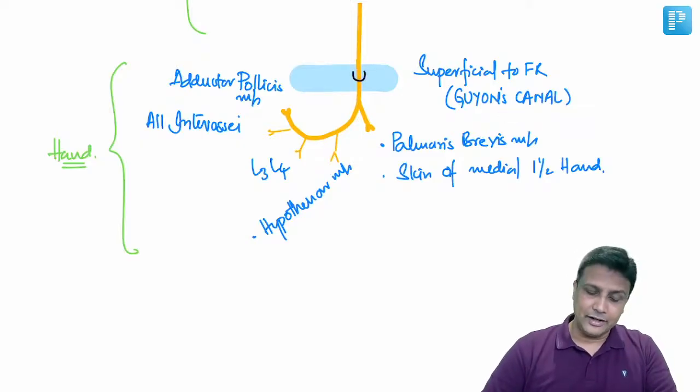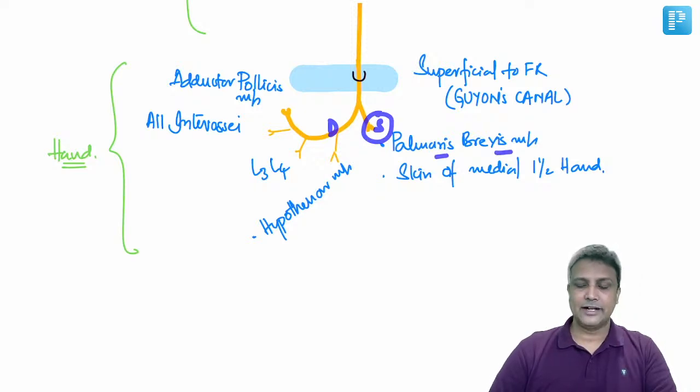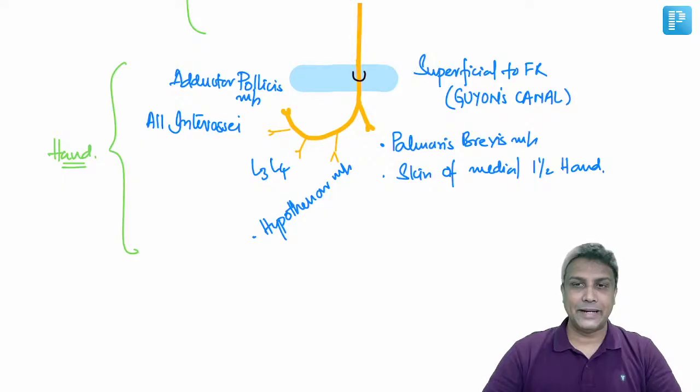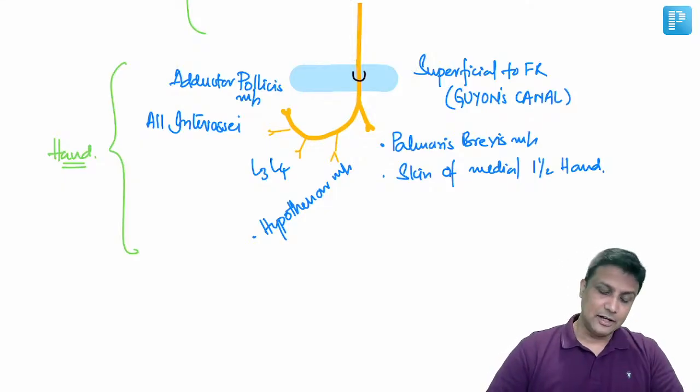Now after entering into the hand, the ulnar nerve will divide into two branches here. One will be the superficial branch, another one will be the deep branch. The superficial branch is supplying only one muscle, that is palmaris brevis, along with the skin over the medial 1.5 digits. And the remaining everything will be taken care of by the deep branch.